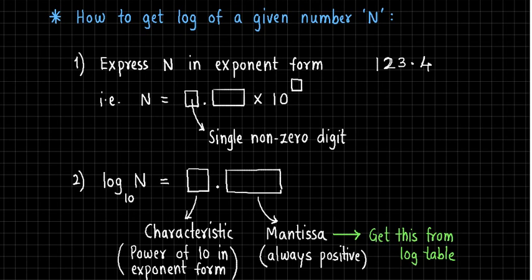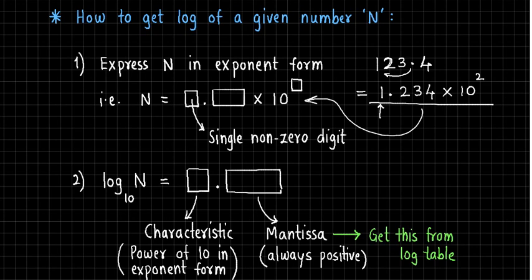Here we need a single non-zero digit in the integer part, so we will express this number as 1.234, because I now have only one digit in the integer part which is non-zero. But we have shifted the decimal 2 places back, so to set the balance correctly we must multiply it by 100, that is 10 raised to 2. So we have written the given number in the required format. This is called the exponent form of the given number.